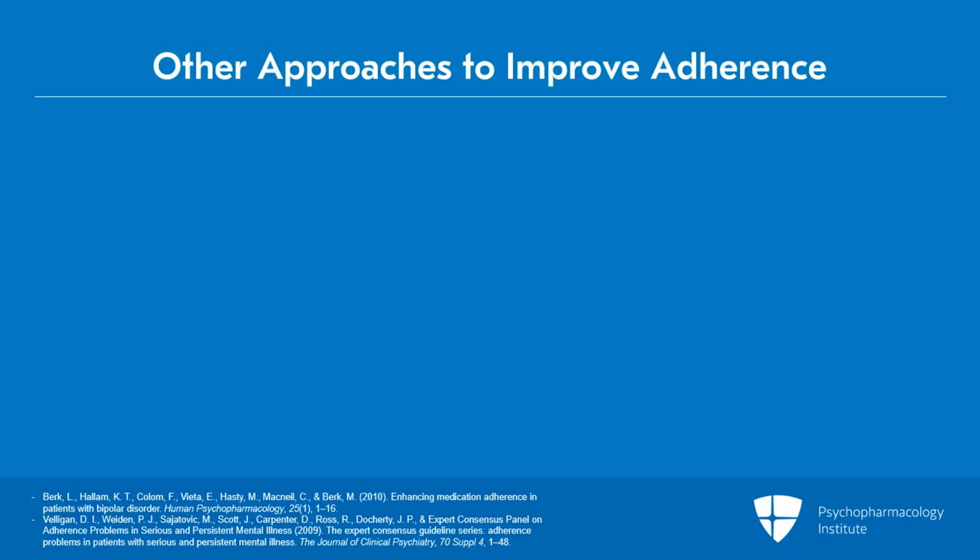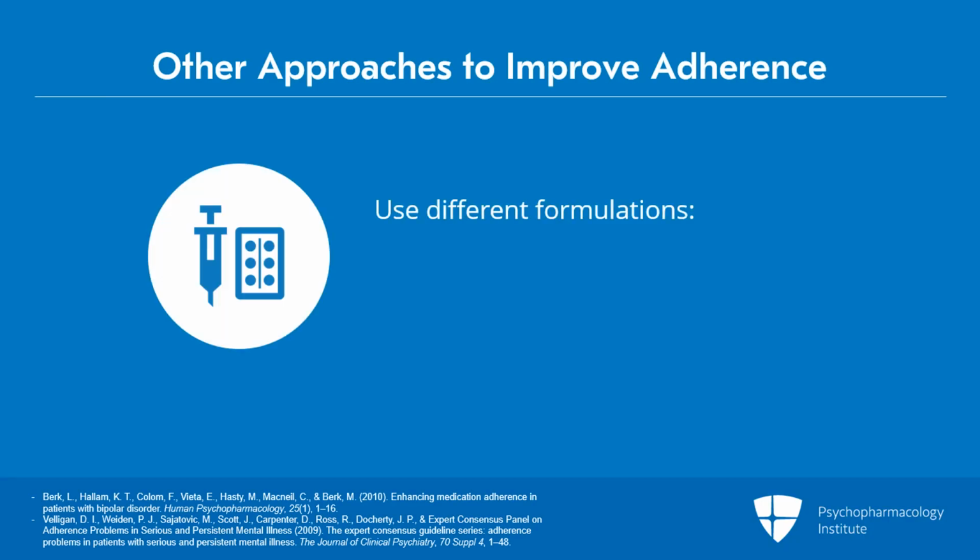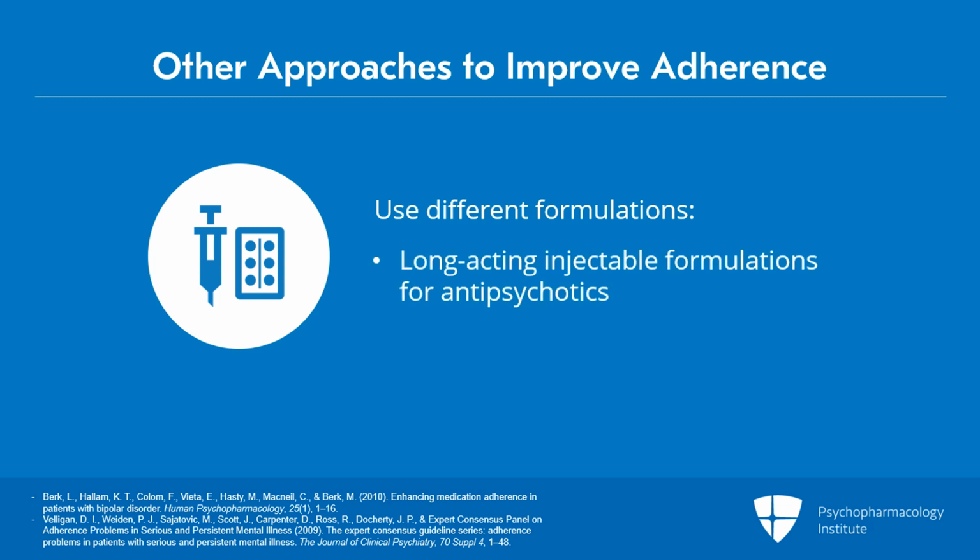Other things we can think about are different formulations. So there are some long-acting injectable formulations available for antipsychotic drugs, and that is a possibility for people that are poorly adherent, and that will take that QD dosing directly out of the mix, where maybe it could be administered monthly or even less frequently with some of the compounds that are available.